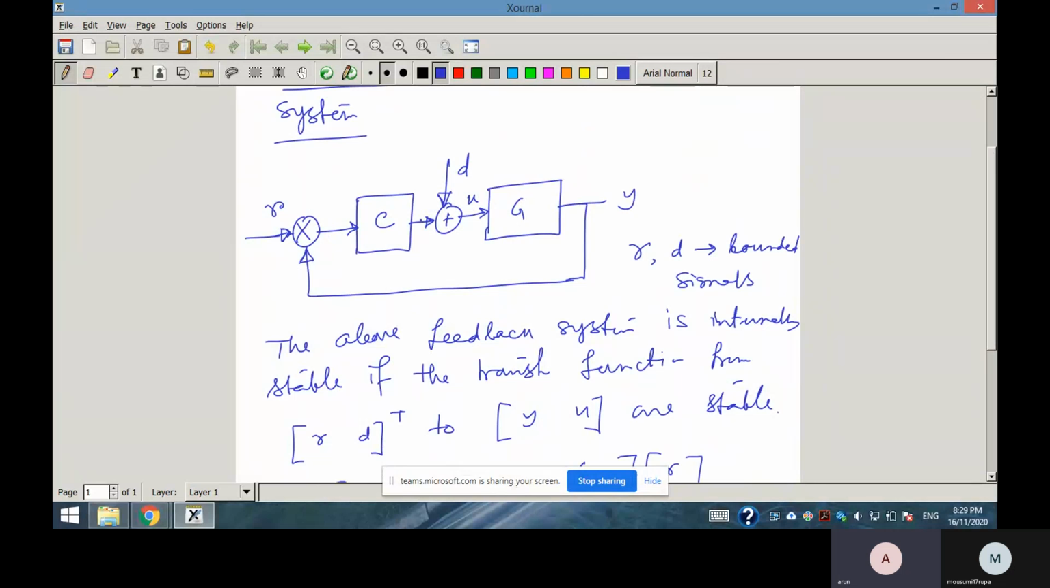Similarly, if you take your output here, then what is this output? This output will be u minus d. Since d is a bounded signal, the boundedness of u will suffice. Similarly, for boundedness of tracking output, the boundedness of y will suffice. So whatever minimal number of input-output pairs you have to consider in the feedback system that I have taken.